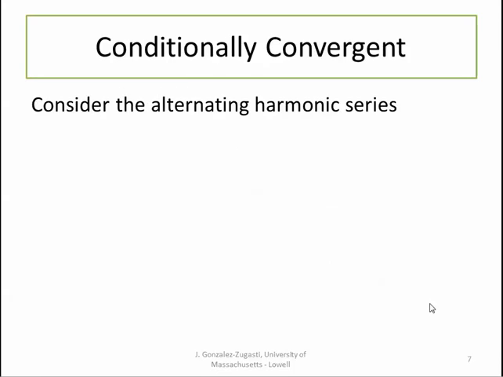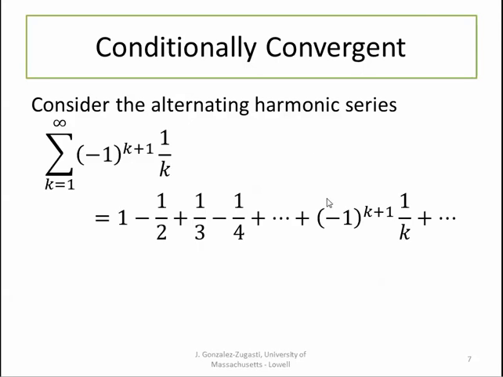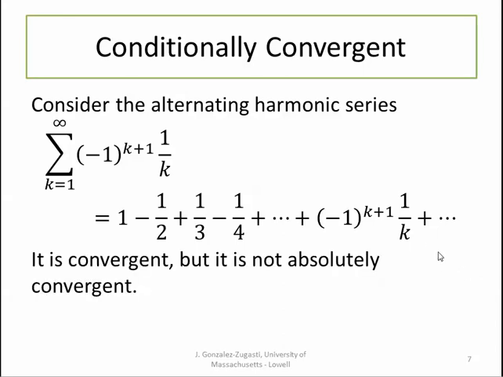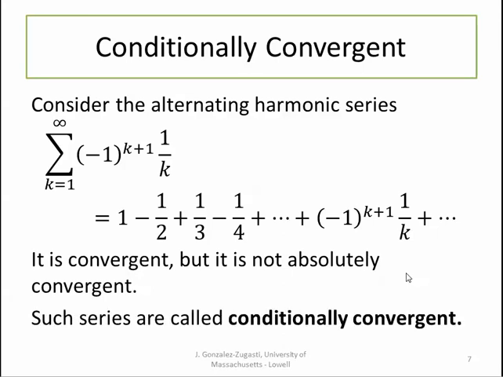All right, so now we have absolute convergence. Let's talk about conditional convergence. Let's consider that alternating harmonic series we saw, which was -1 to the k plus 1 times 1 over k. And we said that this series converges by the alternating series test. But it's not absolutely convergent because if we took the absolute values of each of the terms, we'd end up with the harmonic series. And we know the harmonic series diverges. Series like this are called conditionally convergent. So they converge, but not absolutely.